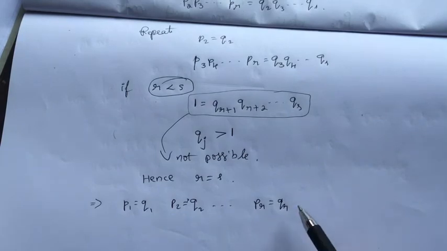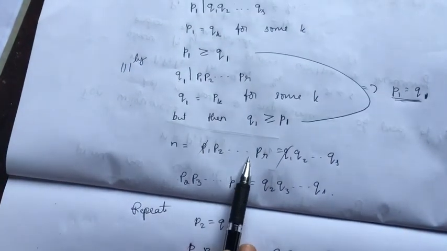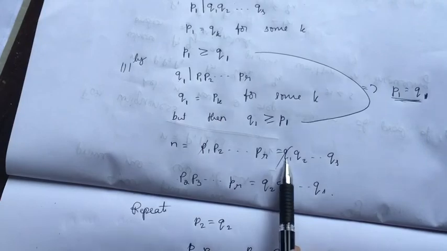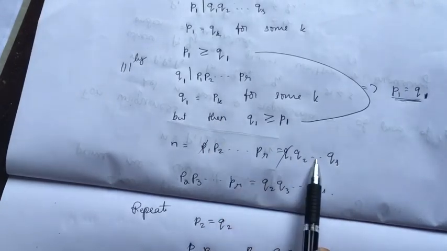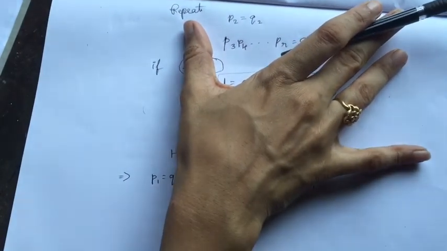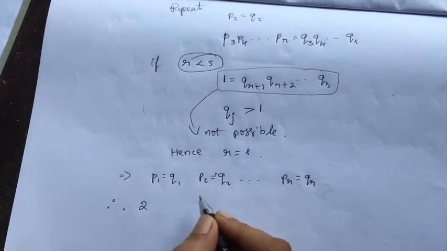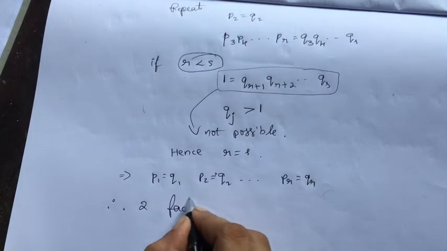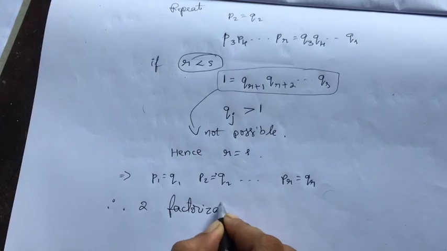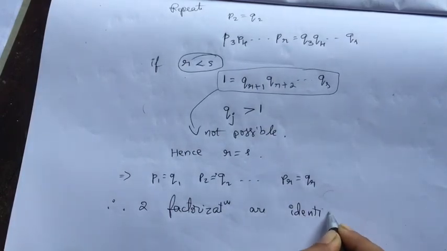So what does it imply? This representation of n as P1, P2, ..., PR and Q1, Q2, ..., Qs, these two representations are identical. So I can just write: the two factorizations are identical.